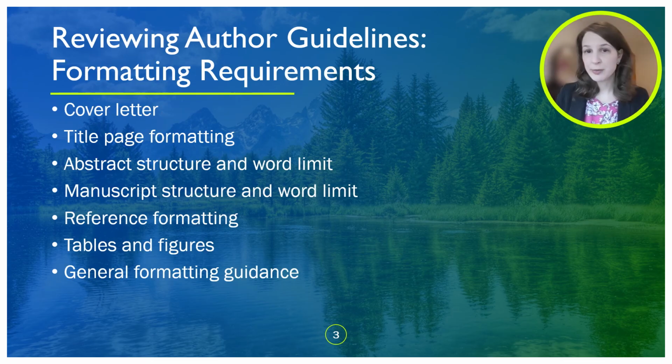Next, it is super important to thoroughly review the formatting requirements for the journal. This isn't an exhaustive list, but these are some things to be on the lookout for when you're reviewing author guidelines. For example, does the journal require a cover letter, and if so, what information do they want included in it? How do they want the title page to be formatted? Some journals want each author's name and credentials, some request a short bio of each author, or they may want you to include their ORCID IDs or some other information.